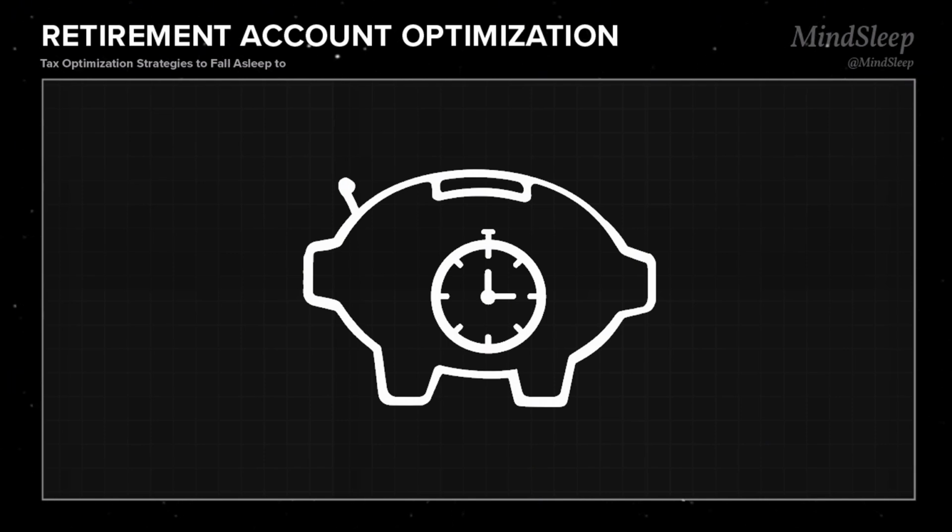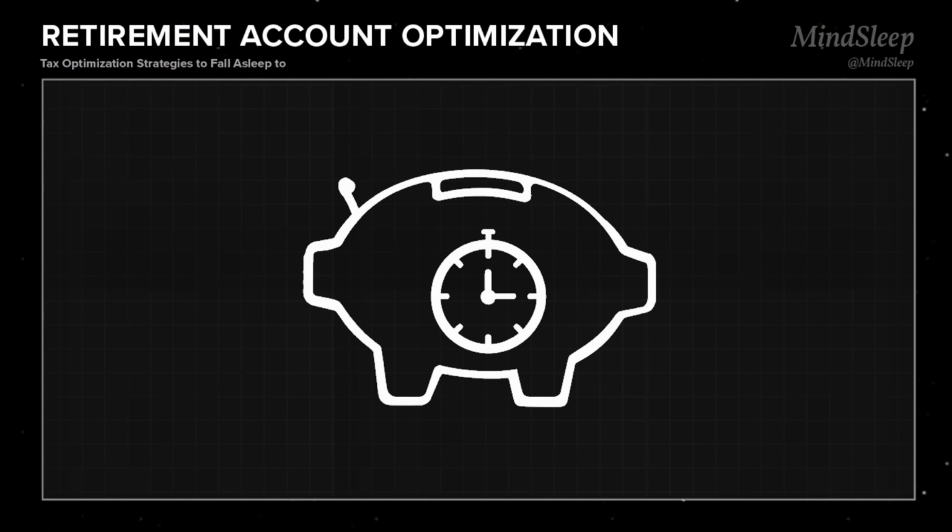Another advanced strategy to consider is the backdoor Roth IRA contribution. For high-income earners who exceed the income limits for direct Roth IRA contributions, this technique involves making a non-deductible contribution to a traditional IRA and then immediately converting it to a Roth IRA. While this can be an effective way to access Roth benefits, it's important to be aware of potential pitfalls, such as the pro rata rule for those with existing traditional IRA balances.